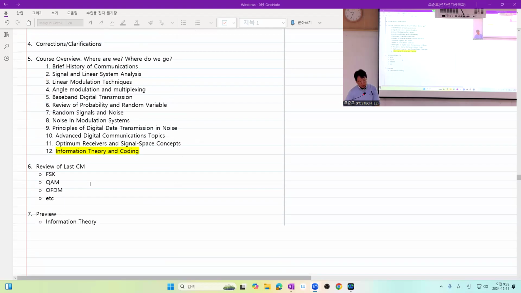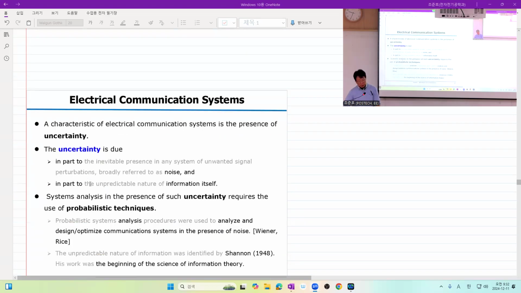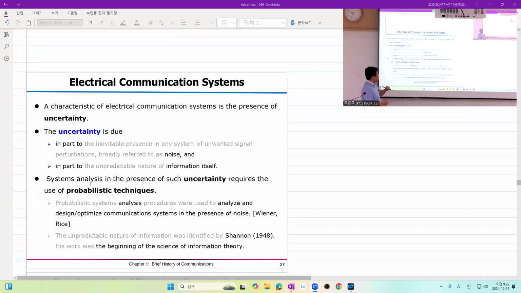In the last class meeting, I talked about FSK and QAM, OFDM, and some other modulation schemes, which will be covered in detail in the digital communications course offered in the next semester. Today's topic is information theory, and we are going to cover it. This is the slide for the first handout. In the first week, we stopped just before this page, so we have now come back to this page.